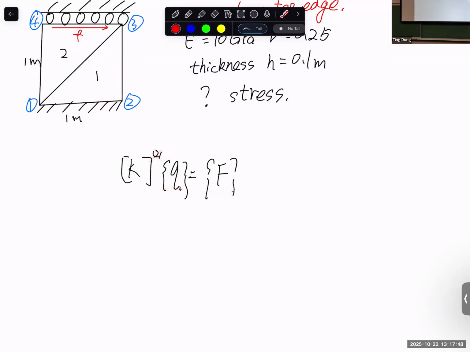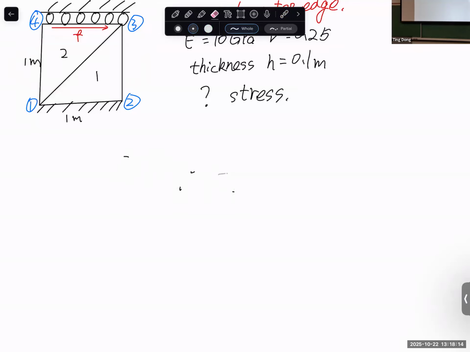What you need to do is take K for this one and K for this one, assemble them into a big 8 by 8 matrix, apply boundary conditions to get a 2 by 2, and then solve for U3, U4. That is the correct way. When we use KQ equal to F to solve for unknown degrees of freedom, always consider the whole system. The whole system. It's not a single element.